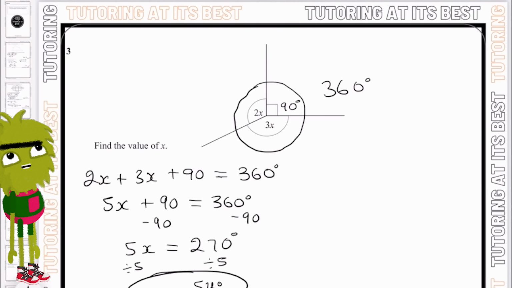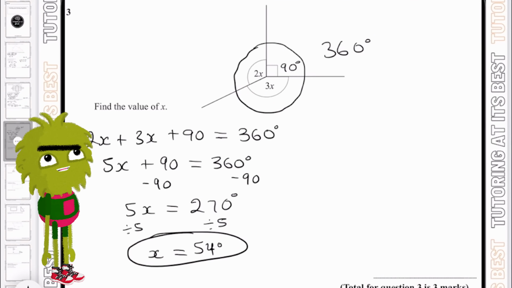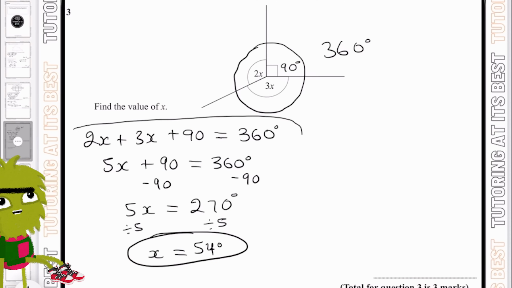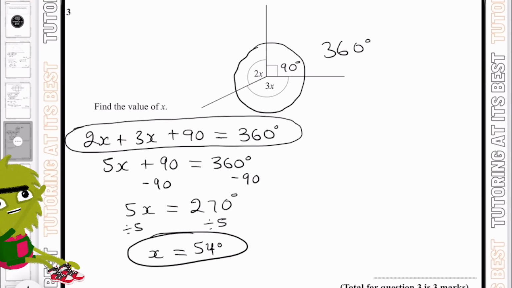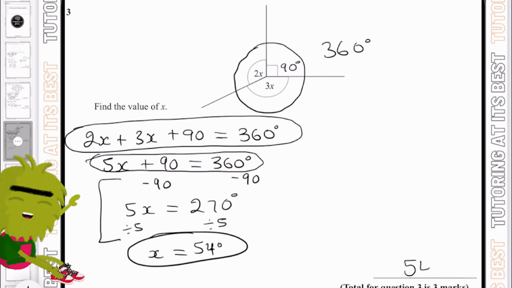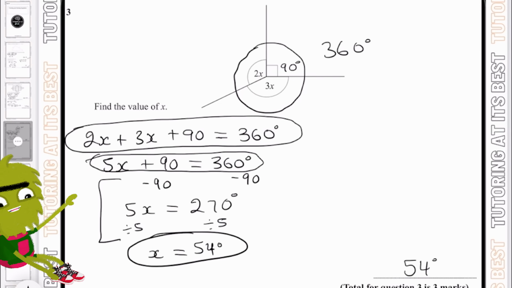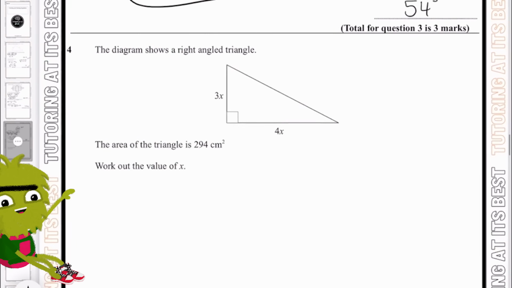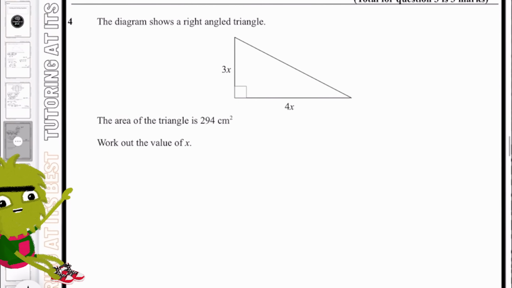So let's revisit this once more. Step 1, I've put all of the variables together and the numbers. I've then gone ahead and simplified it. And then I've made x the subject here. And once I've done that, I've got my answer, 54 degrees. Marvelous. Okay, question number 4.